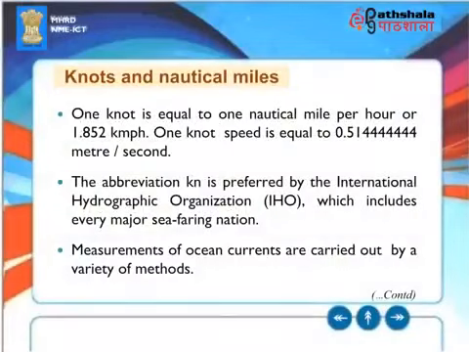Knots and nautical miles. 1 knot is equal to 1 nautical mile per hour or 1.852 kilometers per hour. 1 knot speed is equal to 0.51444444 meters per second. The abbreviation kn is preferred by the International Hydrographic Organization, IHO, which includes every major seafaring nation. Measurements of ocean currents are carried out by a variety of methods.